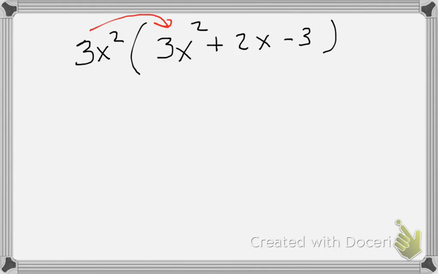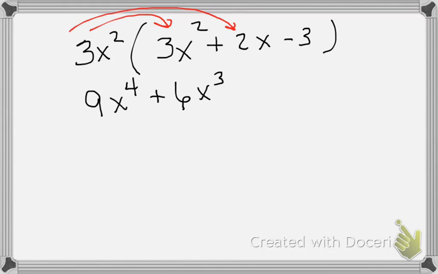So 3 times 3 would be 9. And then x squared times x squared, remember we add the exponents, so it would be x to the fourth. Now we're going to take 3x squared and multiply it to 2x. So 3 times 2 is 6, and then x squared times x is x to the third.